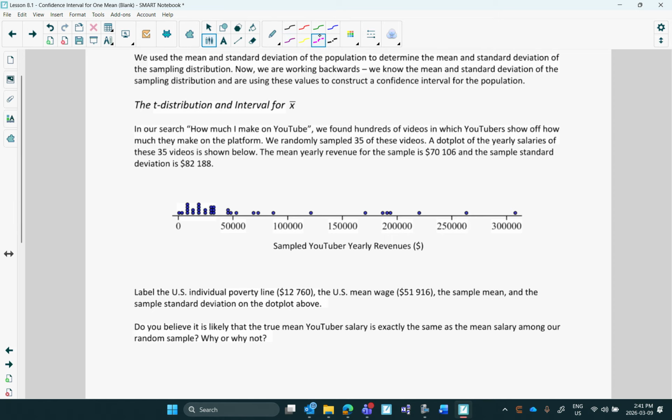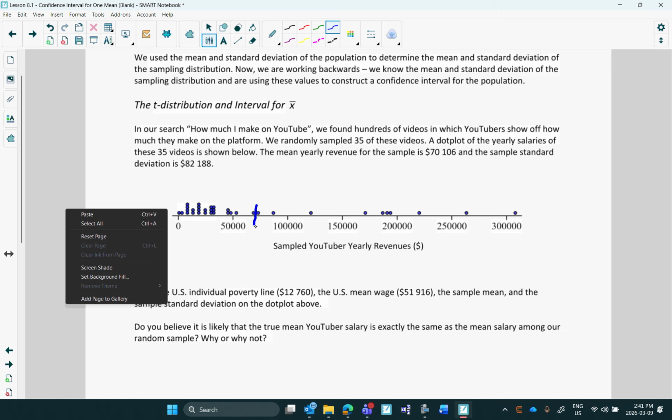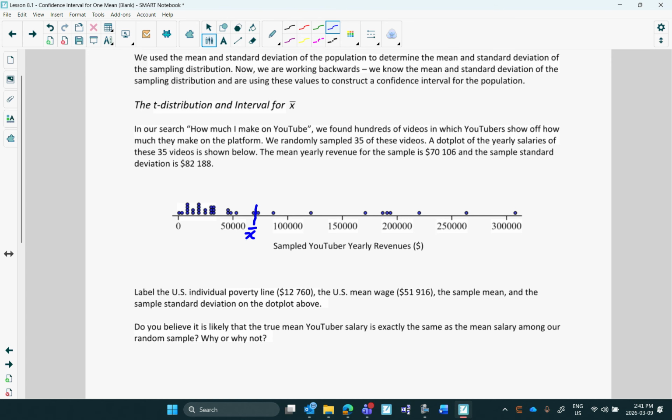X bar was about 70,000, somewhere around there. So that was X bar, $70,106. And then our standard deviation, a measure of our spread, we just measure it from 0 to about here. That's about 82,188.